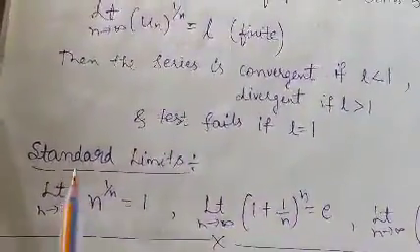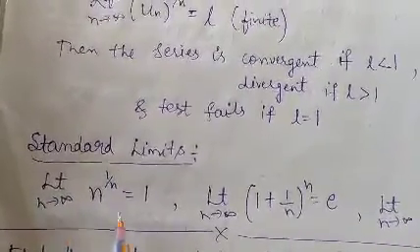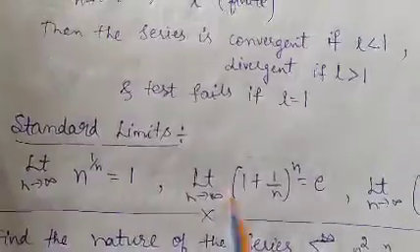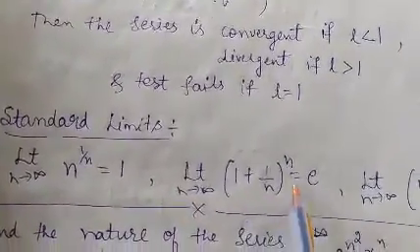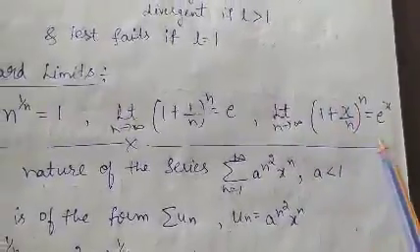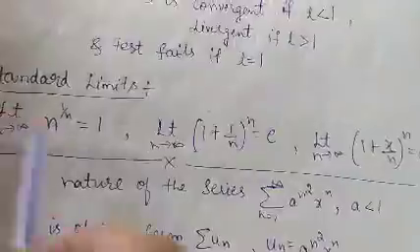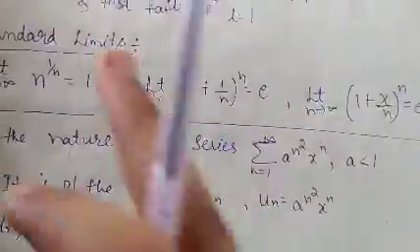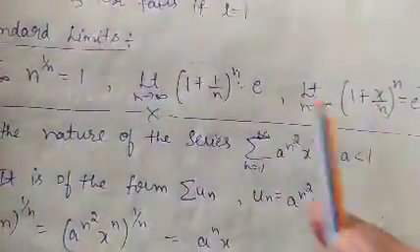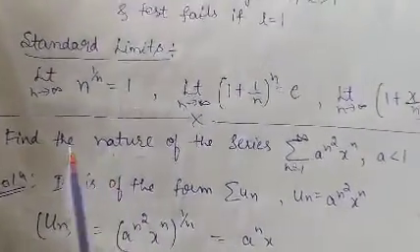Before going through that, we have to study some standard limits. If you come across the limit as n tends to infinity of n power 1 by n, you have to write that as 1. The limit as n tends to infinity of 1 plus 1 by n whole power n is e, and the limit as n tends to infinity of 1 plus x by n whole power n is e power x. So these are some standard limits. When you come across these in your problem, you have to straight away substitute these values. Okay, we will see 2 or 3 problems regarding Cauchy's root test.